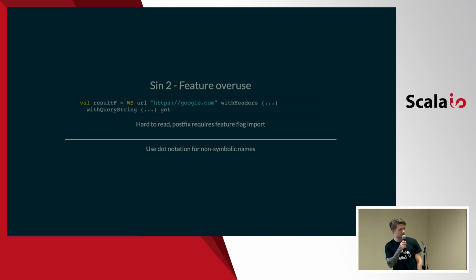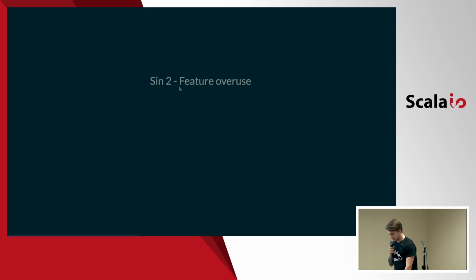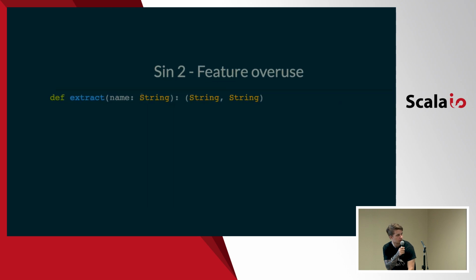Like, it's still just as many characters, but different characters, and use the infix notation for symbolic names. Another one, when you use a feature too much, is returning tuples, returning unnamed tuples in specific. So let's imagine we have this extract function somewhere that takes a name string and returns two strings. So can you guess what the two strings are?